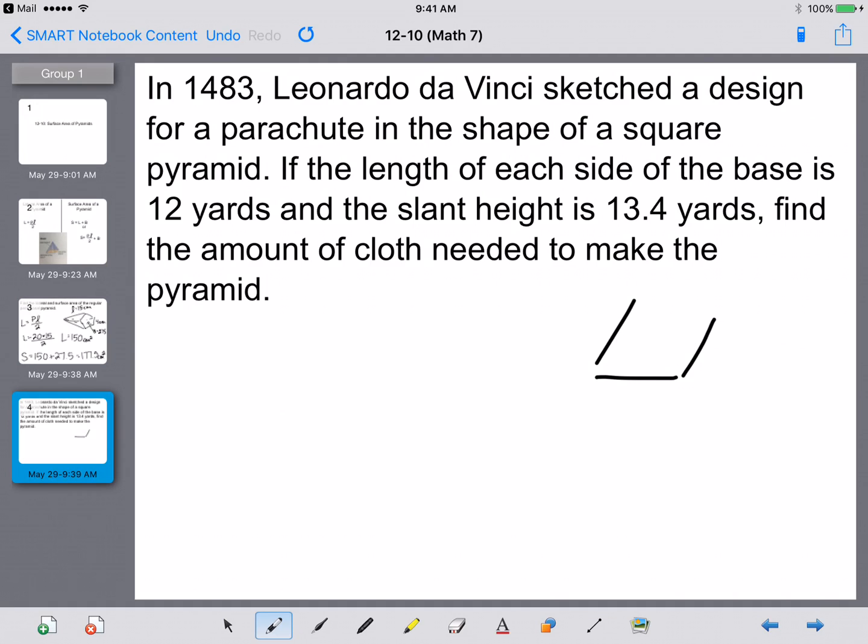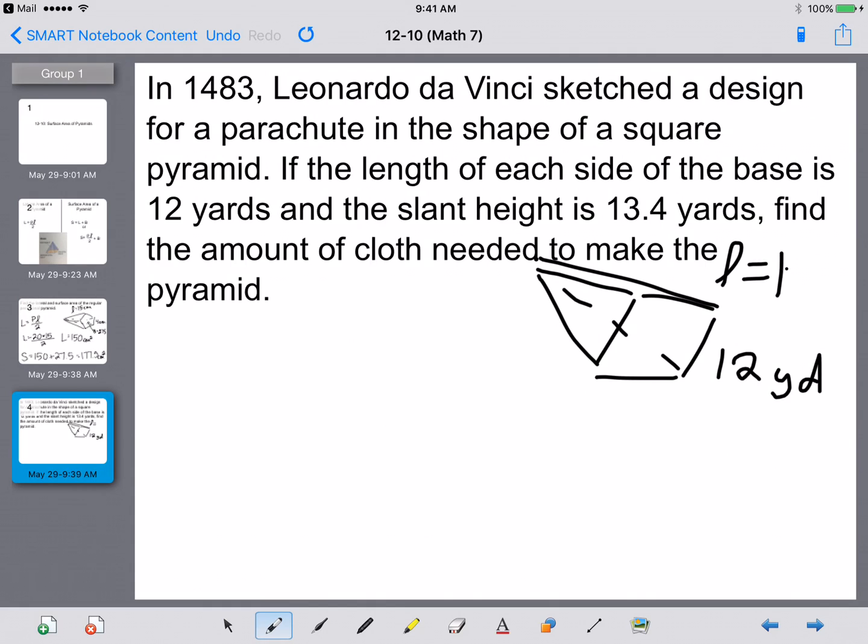Okay, so I'm going to try to draw that. That's my sorry attempt at a square pyramid. We could tell that I tried, but it's not perfect. But it doesn't need to be perfect. It's saying the length of each side of the base is 12 yards, so this is 12. And the slant height is 13.4. We need to find the amount of cloth to make the pyramid. And remember, something important to know is this is a parachute.